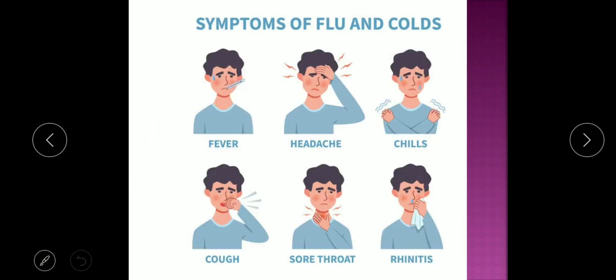Then some common flu symptoms I have kept here. Flu and cold have some similar symptoms: fever, headache, chills, shivering, cough, then sore throat, then rhinitis, inflammation of the nose or infection of the nose, you can say.